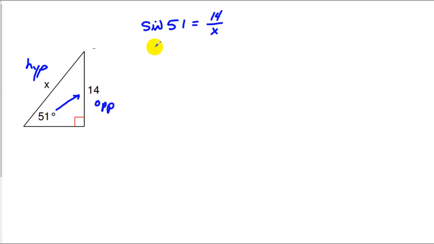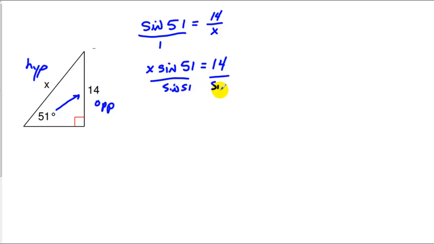Now, the way I choose to do these problems is, since I have an unknown in my denominator, I make a proportion and then just take a cross product. So I have x sine 51 is equal to 14. And then I can divide both sides by sine of 51. And I get x equals 14 over the sine of 51.